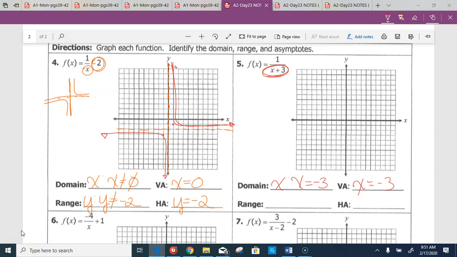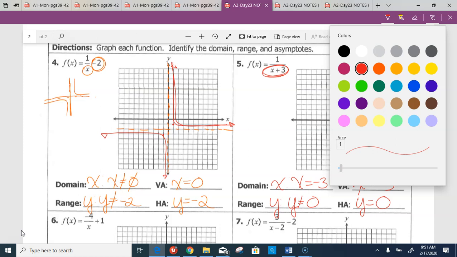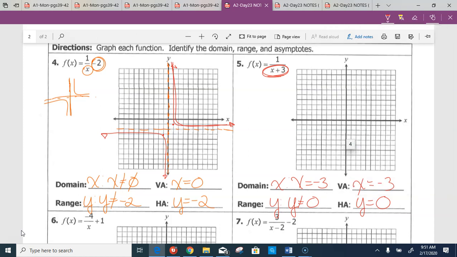My range is going to be anything that I'm adding or subtracting at the very end. And I am not adding or subtracting anything, so that means my range is going to be, y can be anything except for 0. So I'll have a horizontal asymptote at y equals 0. So I'm going to go ahead and make my asymptotes. Make them a little bigger so they stand out a little more.